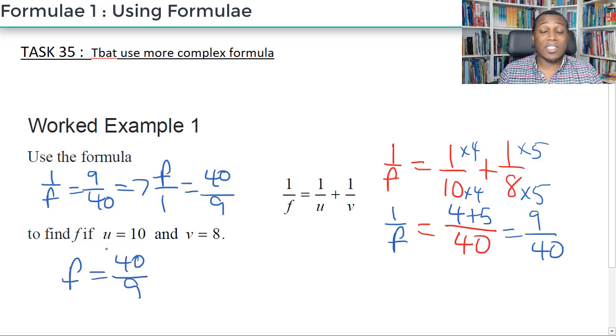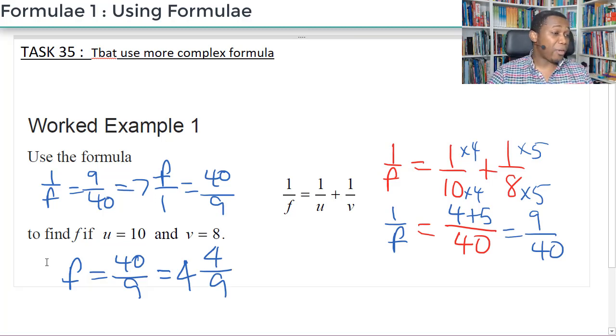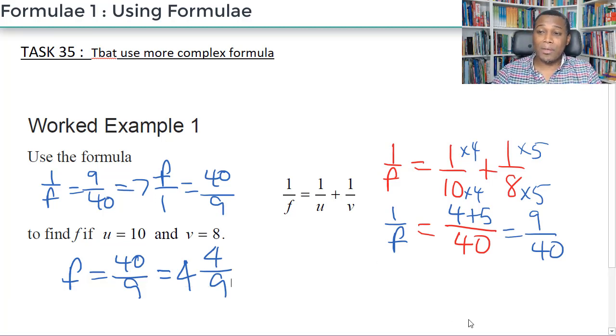Now, nowhere in this question does it say to give F as a mixed number. I have a top-heavy fraction. My job is done as far as I'm concerned, but some people like to look extra pretty. They don't like to look at top-heavy fractions, so they'll do how many 9s are in 40, and that will be 4. And what's the remainder? It will also be 4. 4 and 4/9, that is the value of F. So you can see how all of a sudden it gets way more complicated than what we're looking at in task 34. But it's doable with just some concentration, some perseverance.